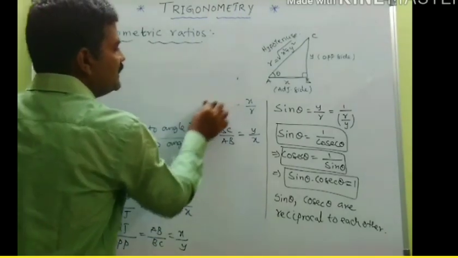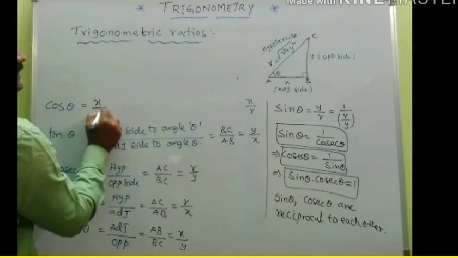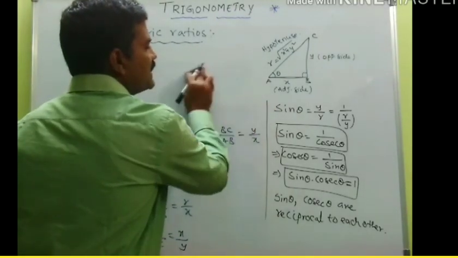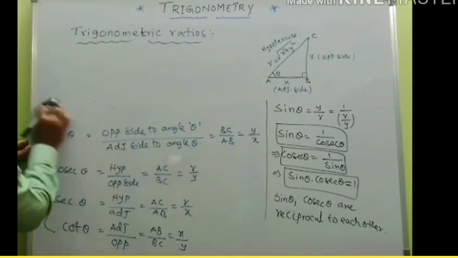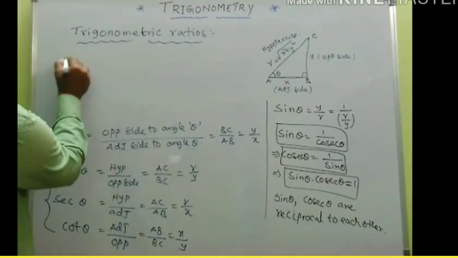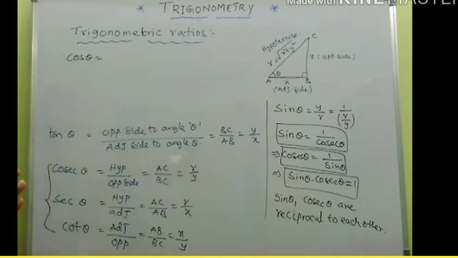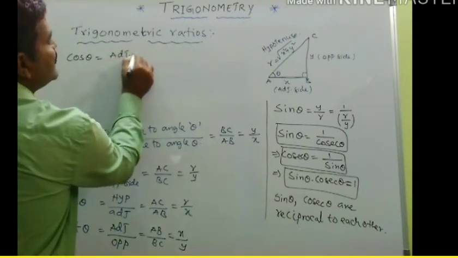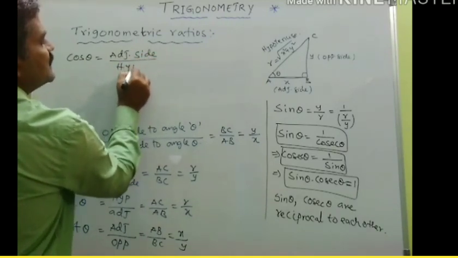So cos theta is nothing but x by r. What is x? X stands for AB here, isn't it? If not, do one thing. Instead of x by r and y by r, better we will go with the fundamental formula for cos theta, which is the ratio between adjacent side by hypotenuse, isn't it?